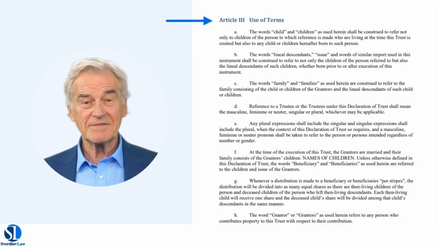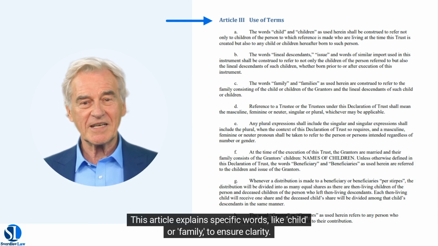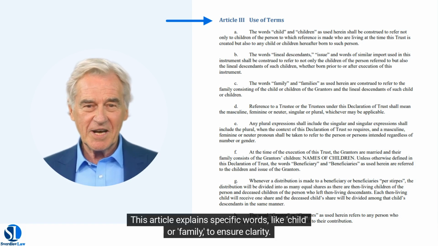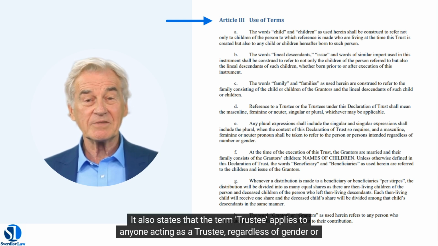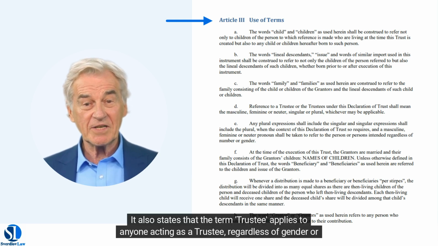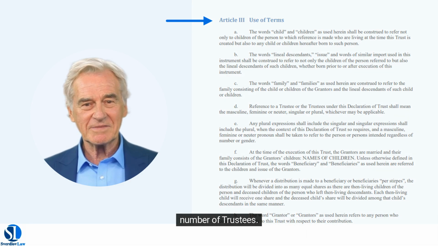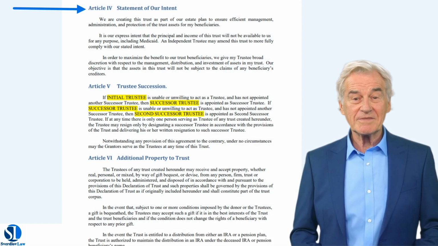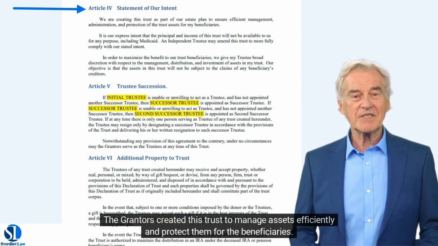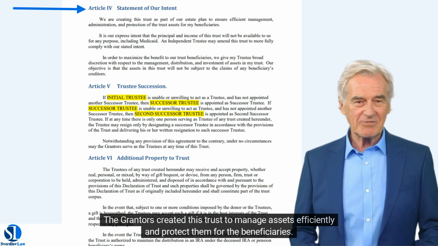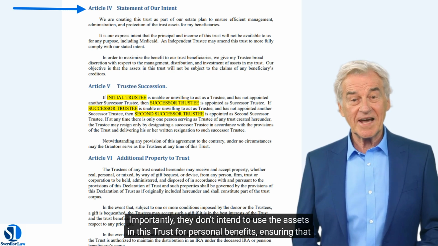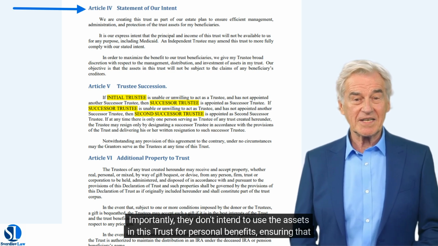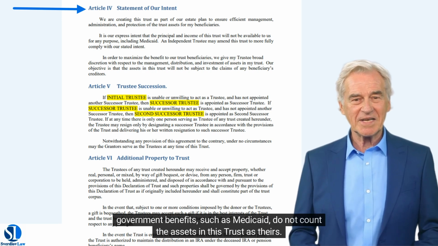Article 3. Use of terms. This article explains specific words, like child or family, to ensure clarity. It also states that the term trustee applies to anyone acting as a trustee, regardless of gender or number of trustees. Article 4. Statement of intent. The grantors created this trust to manage assets efficiently and protect them for the beneficiaries. Importantly, they don't intend to use the assets in this trust for personal benefits, ensuring that government benefits, such as Medicaid, do not count the assets in this trust as theirs.